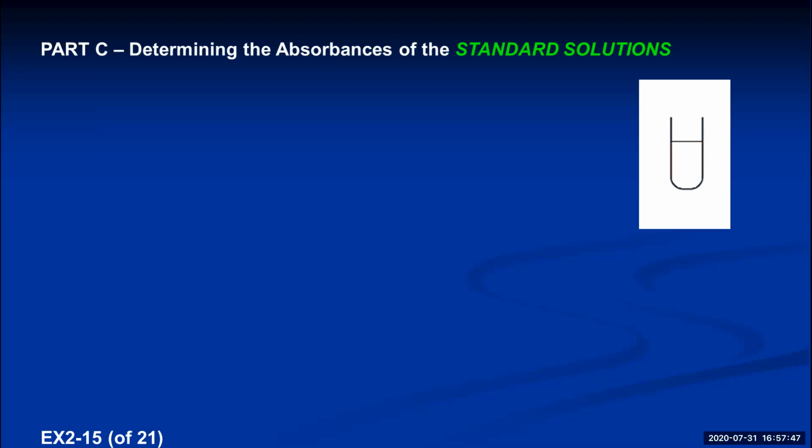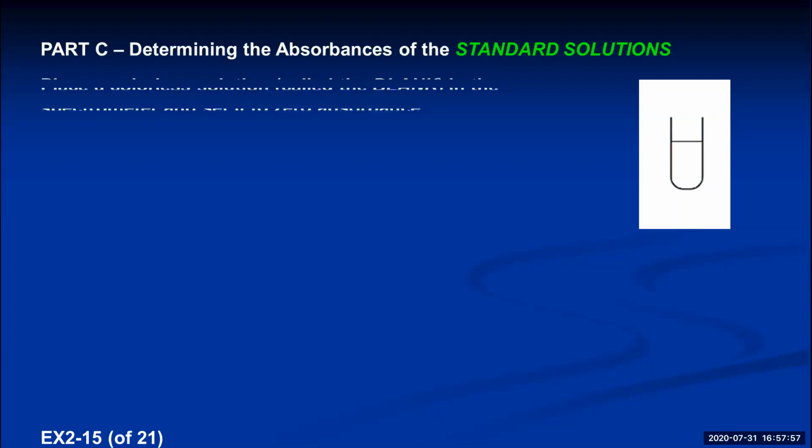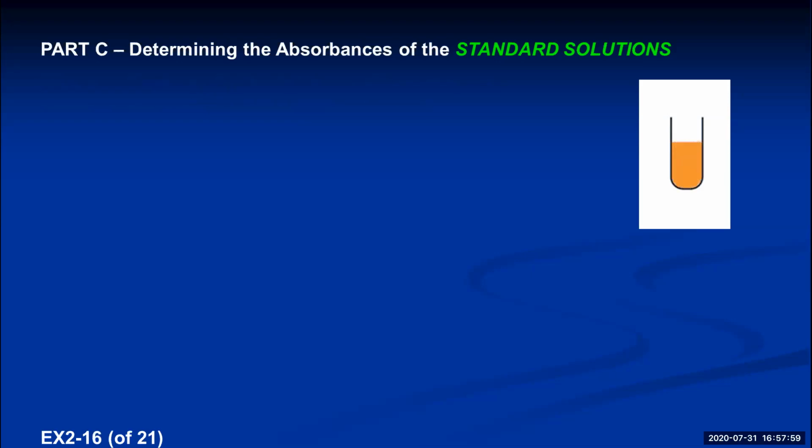This is called the blank because it doesn't have any of the colored component in it, and it allows the spectrophotometer to set its absorbance reading to 0. Once we've done that, we're going to remove that from the spectrophotometer and place a colored solution in there, usually the one with the most intense or darkest color.